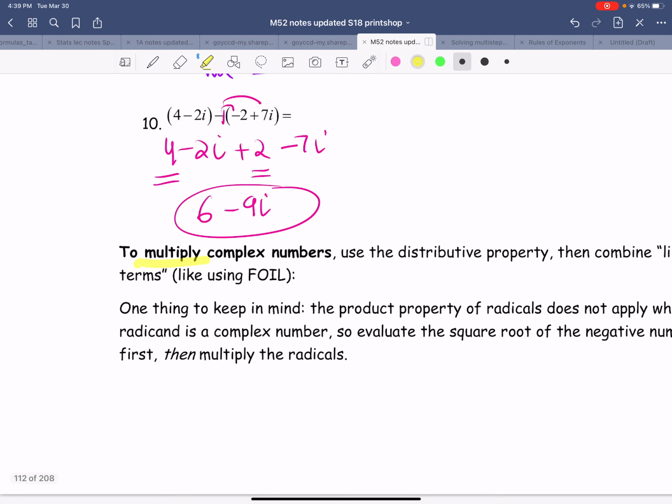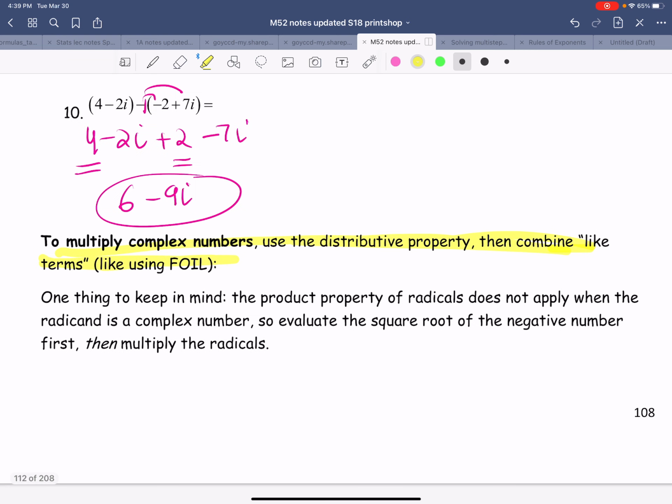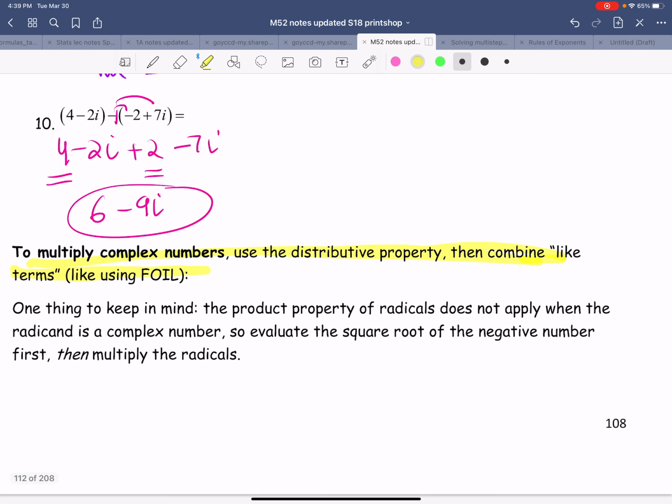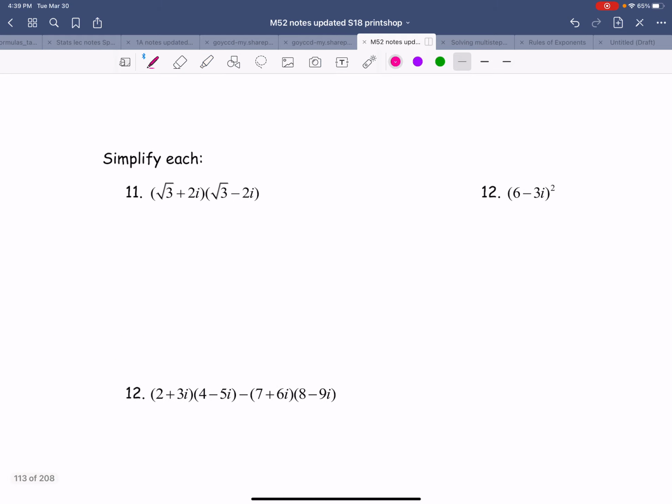To multiply complex numbers, use the distributive property, then combine like terms using FOIL. One thing to keep in mind, the product property of radicals does not apply when the radicand is a negative number. So evaluate the square root of the negative number first, then multiply the radicals. Let's check out some examples.